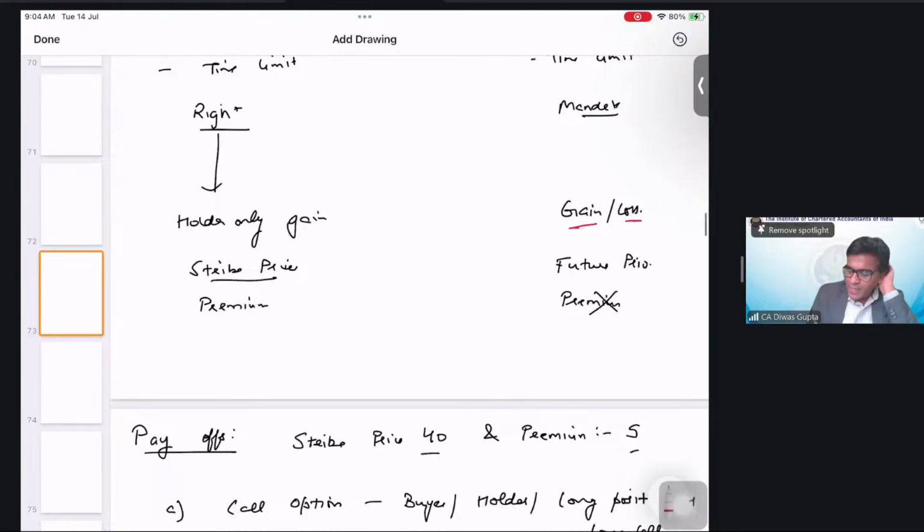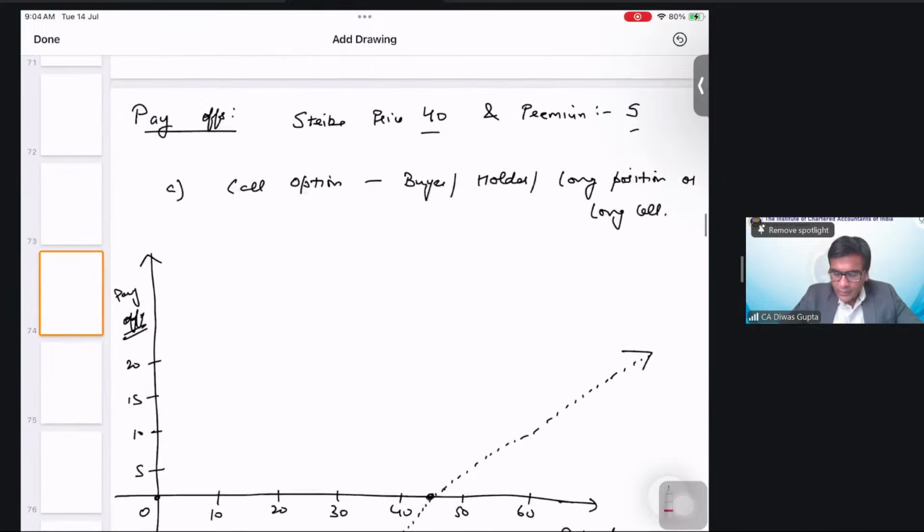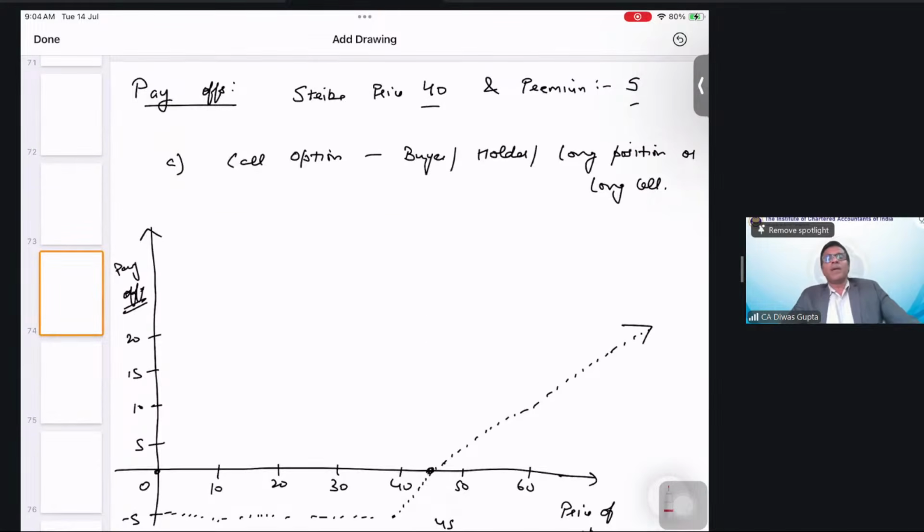There is a concept of strike price in options. There is a concept of future price in futures. Yes, there is an involvement of premium. There is no involvement of premium in futures. Clear? Now let's quickly cover the payoffs, and then we can move to the questions and MCQ, students.